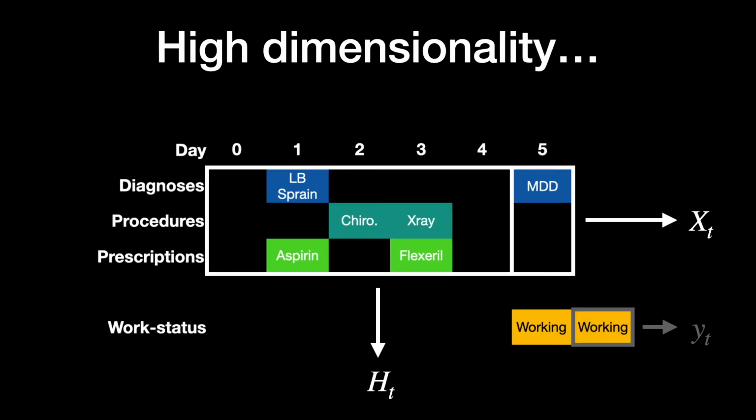So high dimensionality, well, you can take the variables that are high dimensional, like x of t and h of t. Observations may include things like diagnoses and procedures and medications, which can number in the thousands or tens of thousands of different types of diagnoses or procedures. And history, since it's essentially a concatenation of all of these observations, can be very, very high dimensional as well.